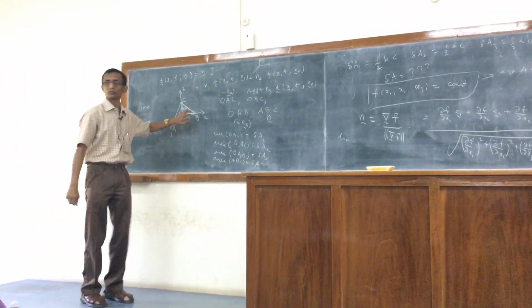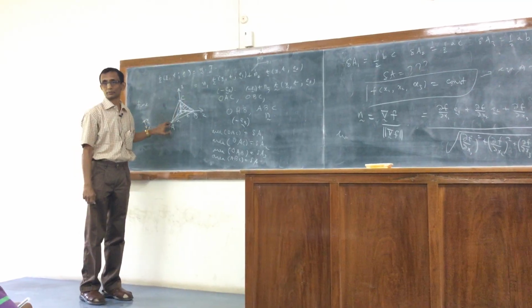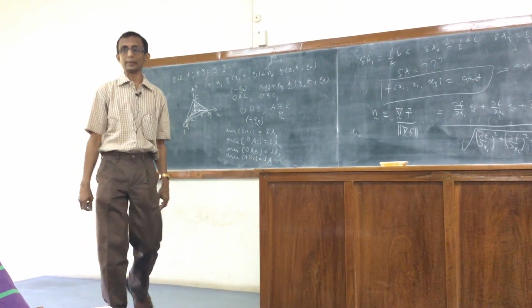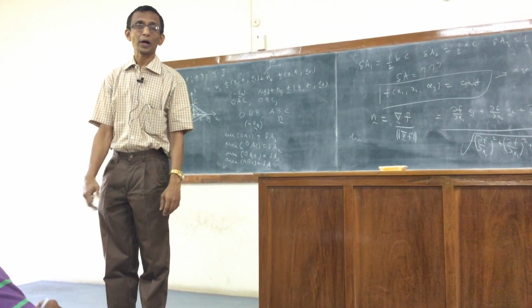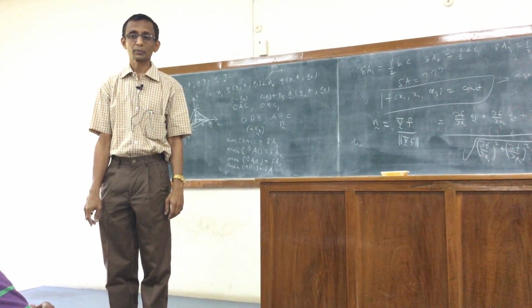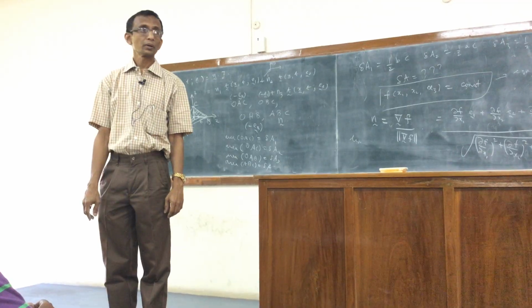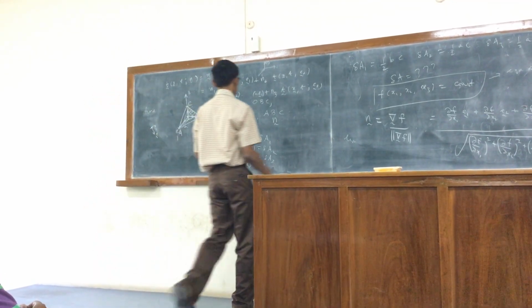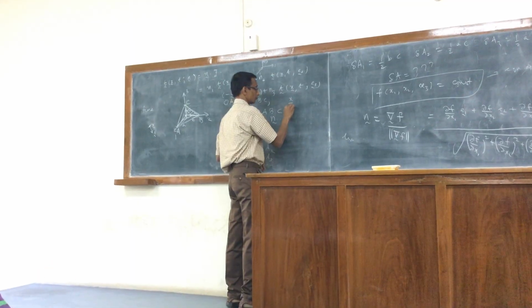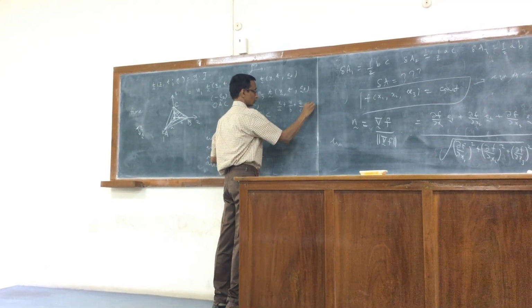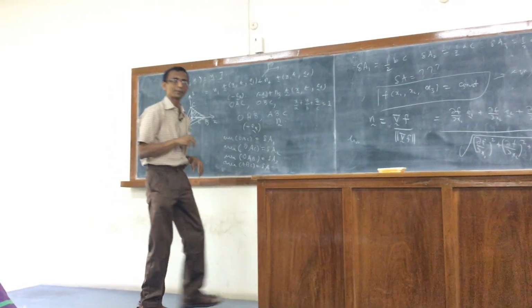Now find the equation of the plane ABC. What is the equation of the plane? How would you go about finding the equation of the plane ABC? x by a plus y by b equal to 1. One simple way is you can just infer it by inspection.